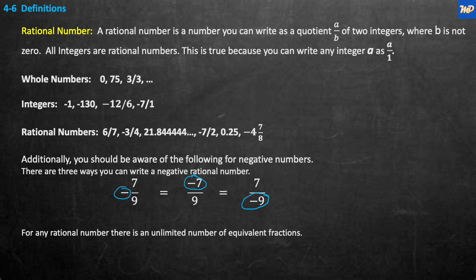And also you should be aware that for any rational number, there is an unlimited number of equivalent fractions. So any one fraction you can come up with, we could make an unlimited number of fractions that have different proportions, but represent the same number.